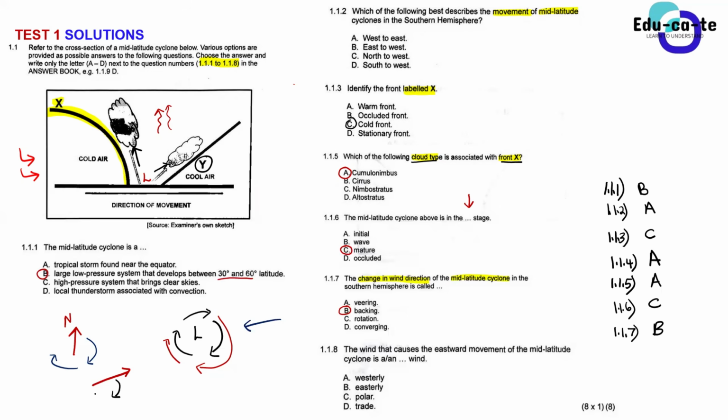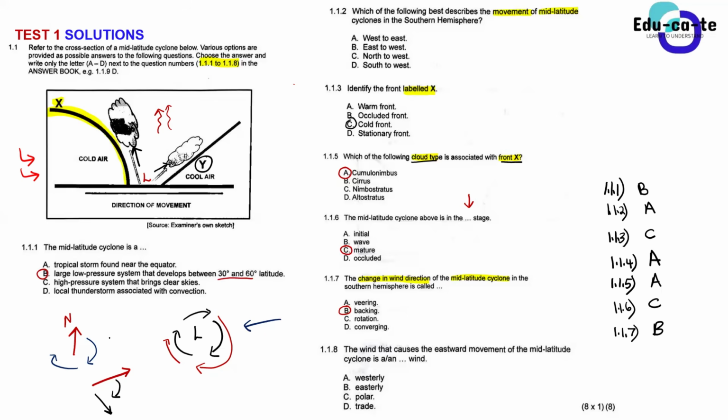But guys, don't get too much into understanding the diagrams that I'm making. This is just for you guys to have an idea, but they will never give you diagrams whereby you have to illustrate the concept of backing. But you guys should just have an idea that when a mid-latitude cyclone is in the southern hemisphere, its wind direction changes. It changes, and that change is known as backing. Are we together?